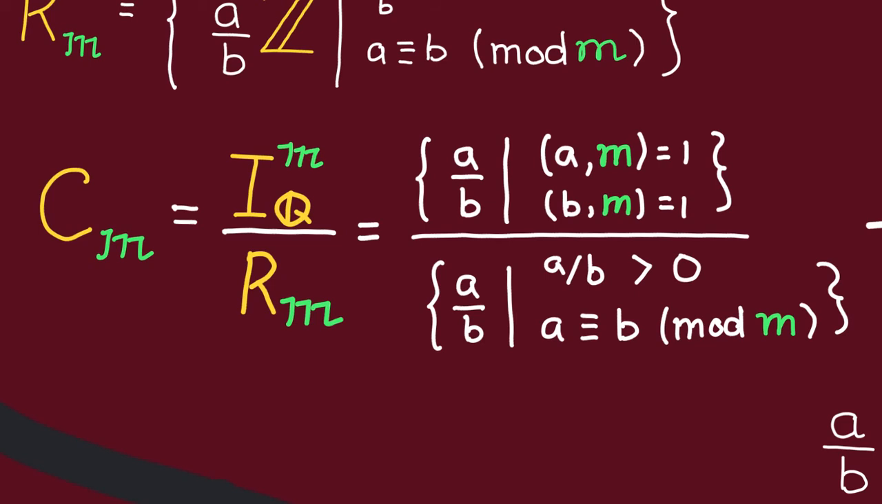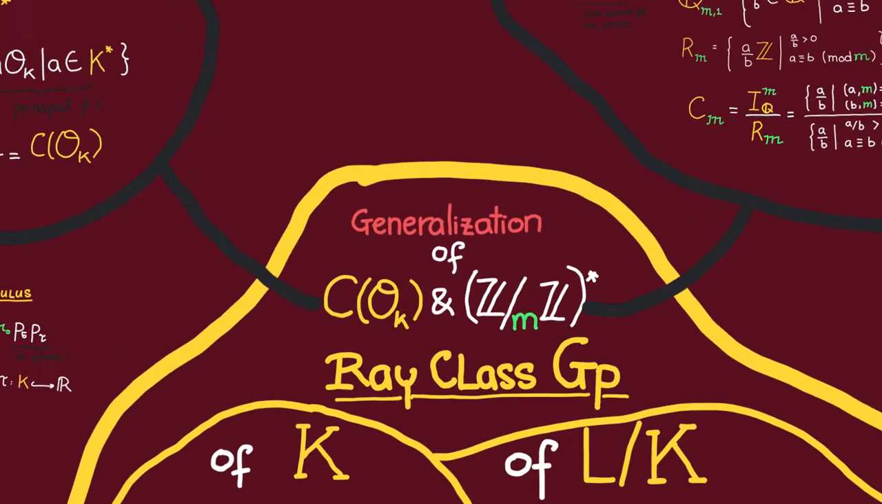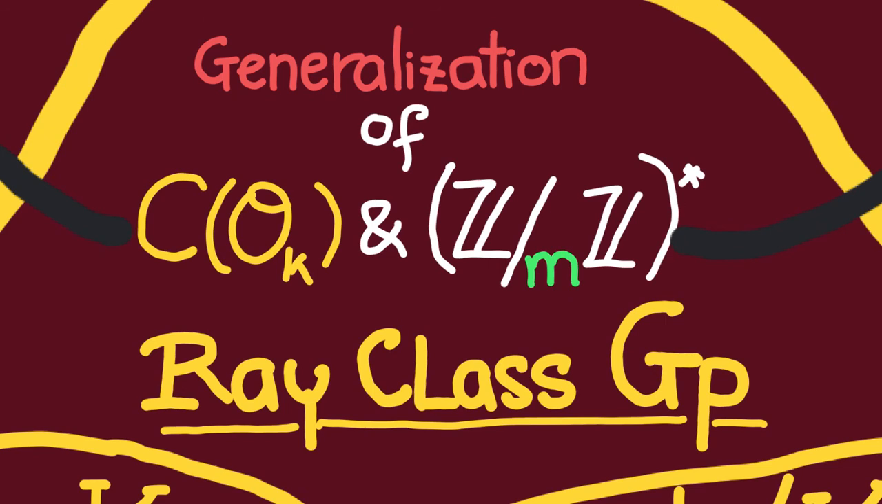Now the ray class group in that case would just be the quotient of the group of a over b, with a, b relatively prime to M, by those a over b that are congruent to 1 mod M. And this is clearly isomorphic to (Z/MZ)* under the map sending a over b to ab inverse modulo M. Observe that the kernel of this map just consists of the fractions a over b such that a is congruent to b modulo M. Thus we see that this ray class group notion generalizes both the concept of the ideal class group and also the unit group of Z/MZ.